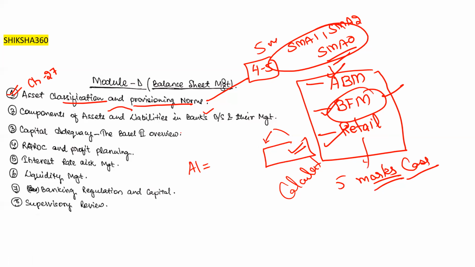clear, in the bank's balance sheet and their management. Third one is capital adequacy, that is the Basel II overview, clear. This chapter we have to do along with chapter number 10, ROC and the profit planning, clear.